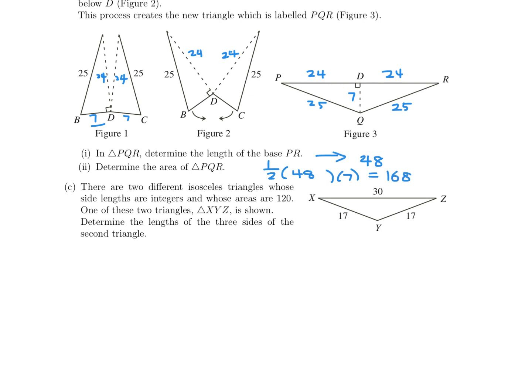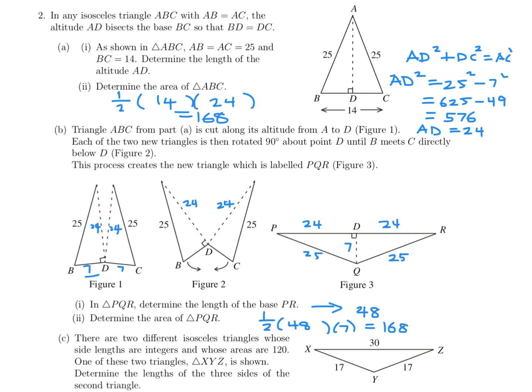And of course, it'd be 168 because, even though the shape has changed, it's still the same triangle. You just cut it in half and then bent it, but the area would be the same as the one up here.